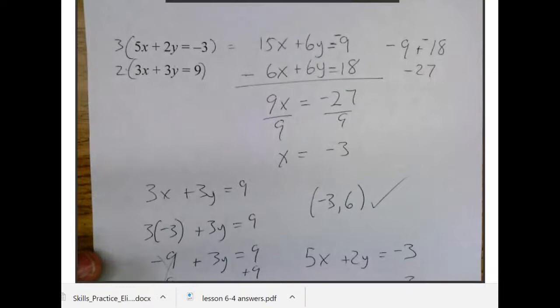Hopefully that makes sense to you. You may now start the worksheet when you're ready, and you should be ready to work as a group.